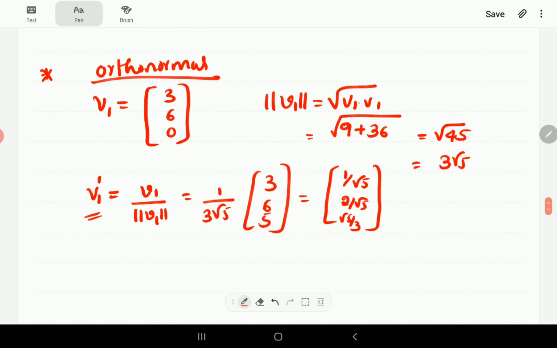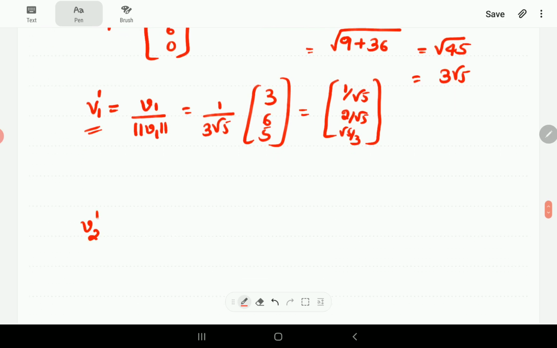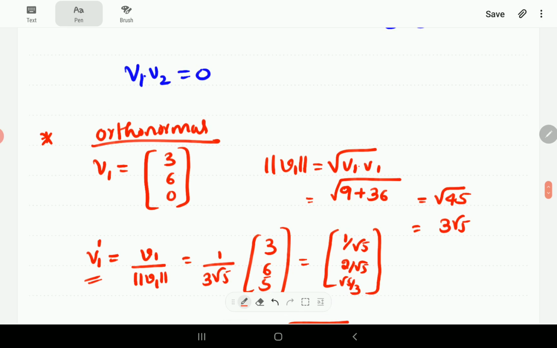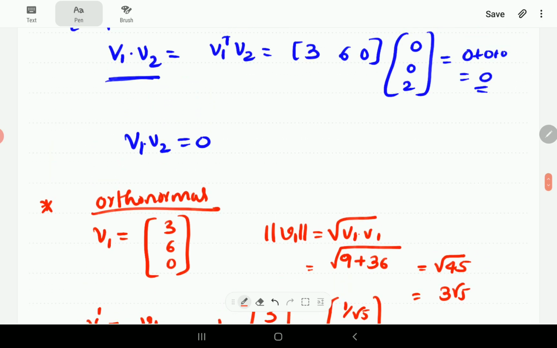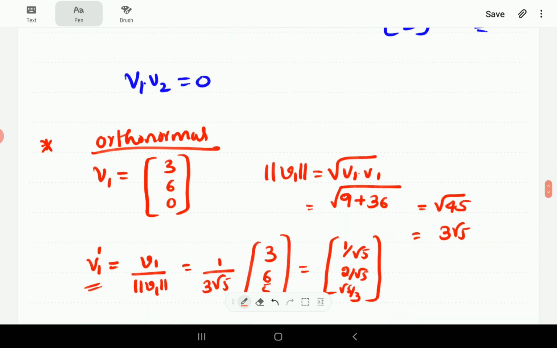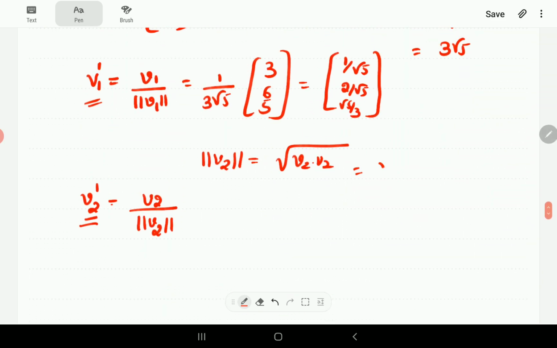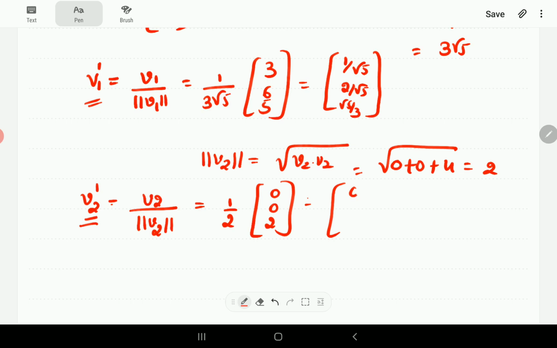But in the same way you can also find your v2 dash, which is an orthonormal vector, by using v2 upon norm of v2. What is the norm of v2 here? Same thing, norm of v2 will be the square root of v2 dot v2. So v2 is (0, 0, 2). This is equal to 0 plus 0 plus 4, and the square root is simply 2. So this is equal to 1 over 2 into v2, which is (0, 0, 2), which is again (0, 0, 1).